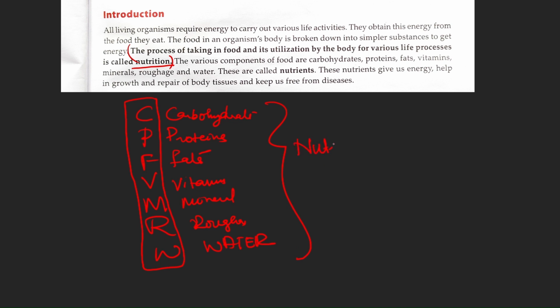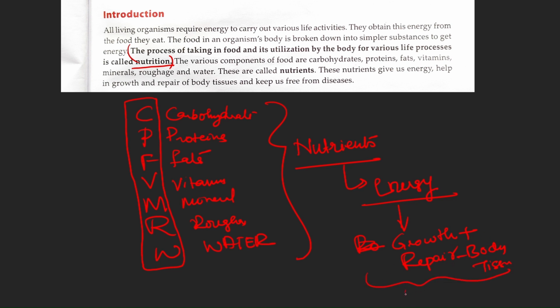These nutrients give us energy. What will in turn happen? The energy produced by the food helps in the growth plus repair of our body tissues. And what this does is finally free us from disease. So this is the role of nutrition. Nutrition is the process of taking in food and its utilization by the body for various life processes. Ultimately it will help free us from disease.